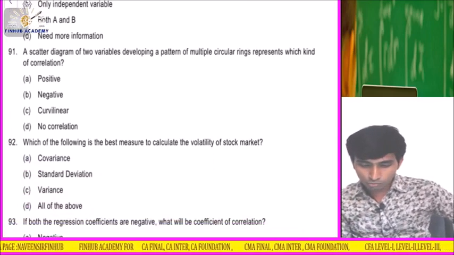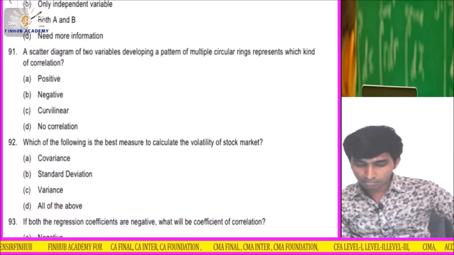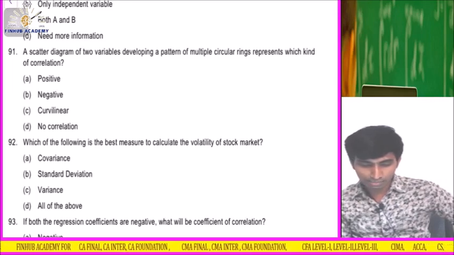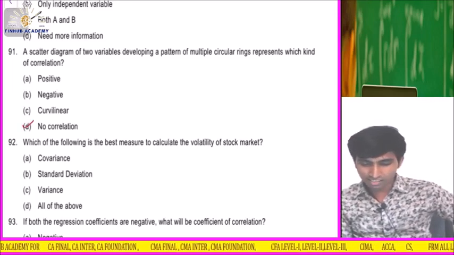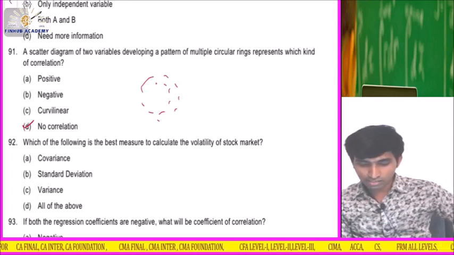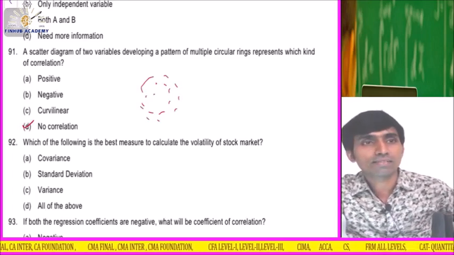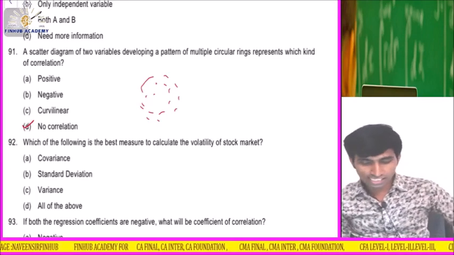A scatter diagram of two variables with a multiple circular ring pattern represents which? No relation, circular pattern. This is no relation. Let us check the answer. So the answer is correct, no correlation.